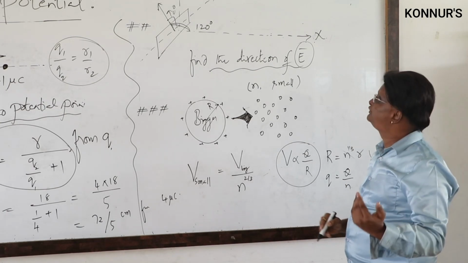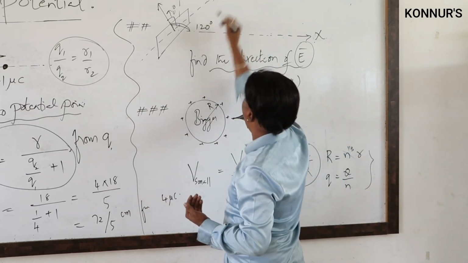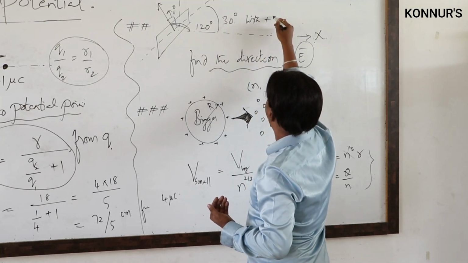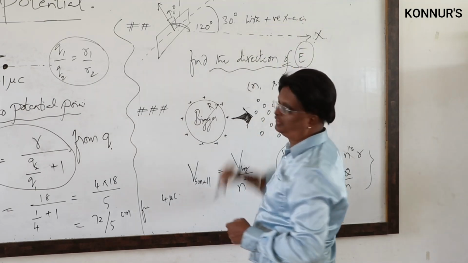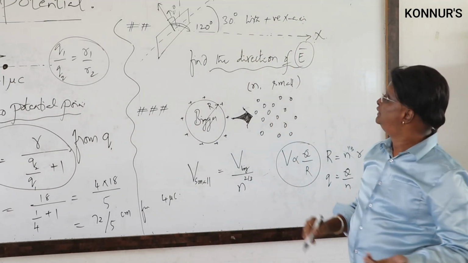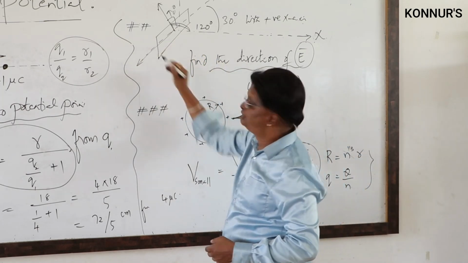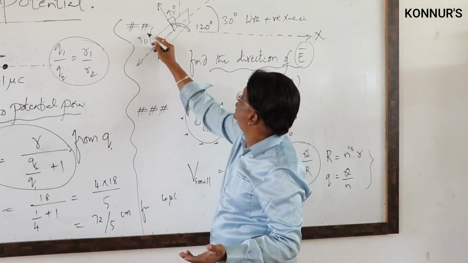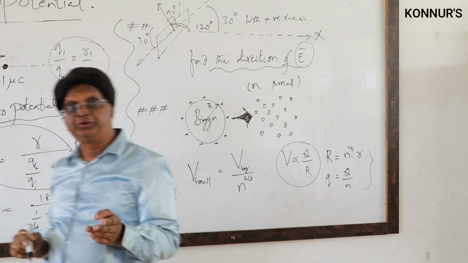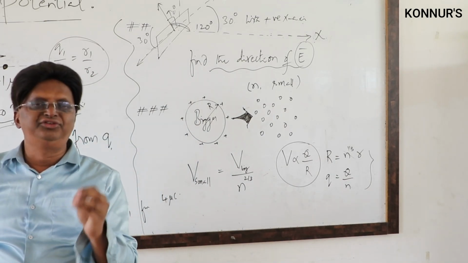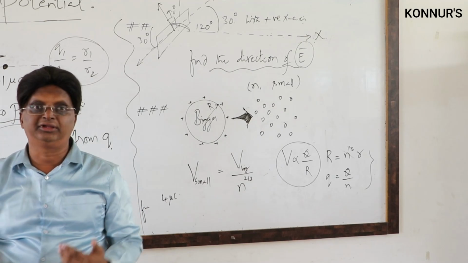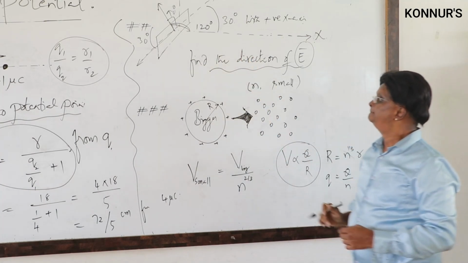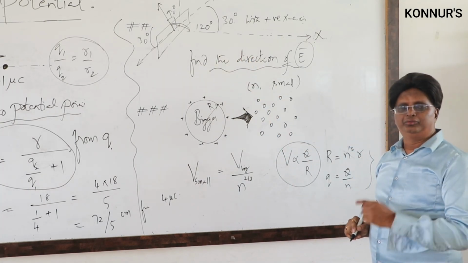So now what are the possibilities? Supposing this is E bar, this angle becomes 30 degrees with the positive x-axis. This is one possibility. Or else the other possibility, maybe in this direction the field may exist. In such a case, this becomes 30 degrees with the negative x direction. So we can say in general it is making an angle of 30 degrees with the x-axis, either positive axis or negative axis.